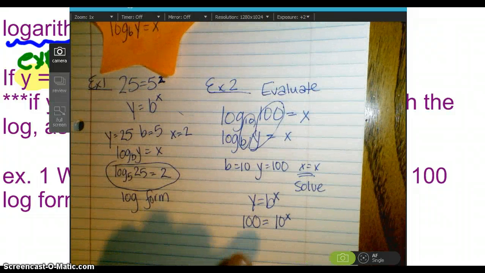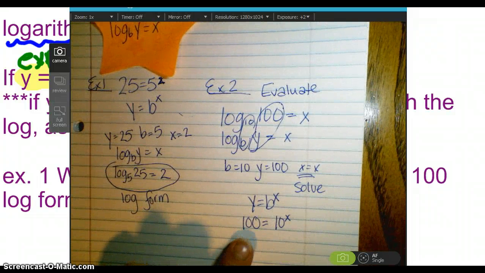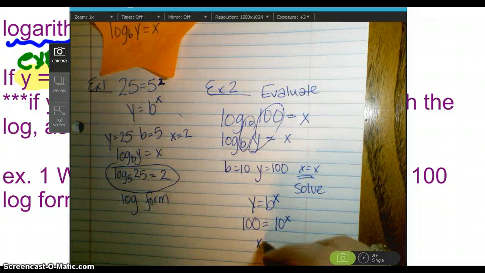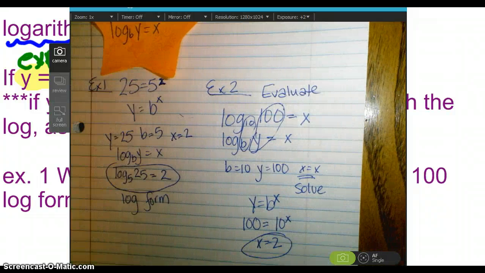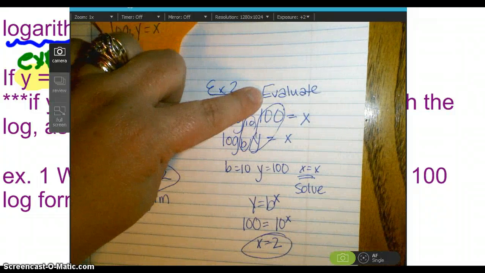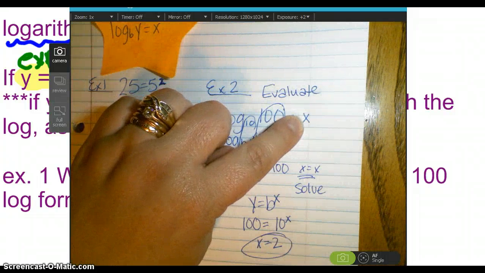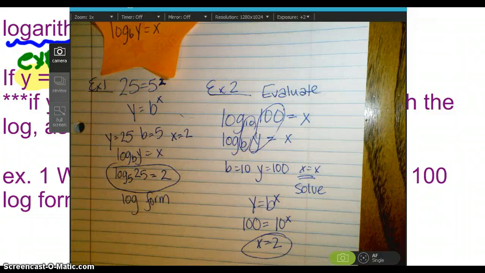This is kind of an easier one because it's probably pretty easy to see that if I put a 2 in there, 10 to the second power would give me 100. So that means x equals 2. Now in any of these evaluate problems that you're going to see, you're going to want to put that equals x in the end because it's not going to be there. So you're going to want to have that value actually put in.